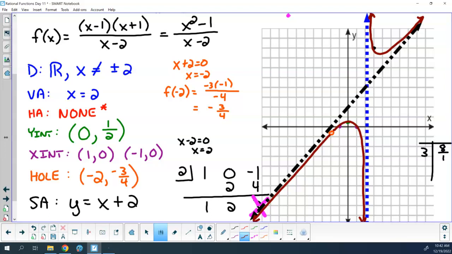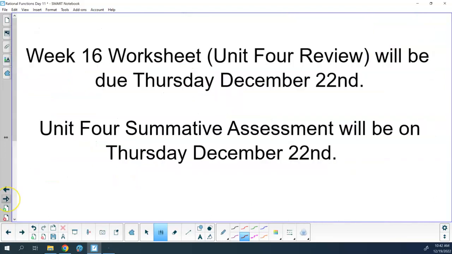When you came in today, you should have picked up the yellow homework packet. That is your Chapter 4 review packet. It will be due on Thursday of this week, since we don't have school on Friday. Okay? And Thursday will also be your summative test for this unit. You will get to use your supplemental sheet on the unit.